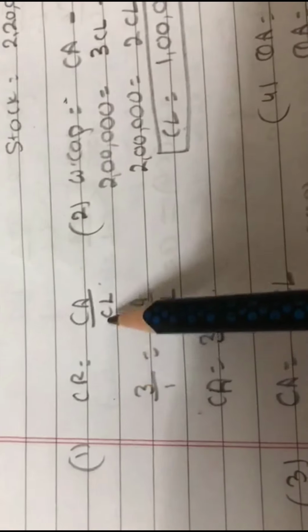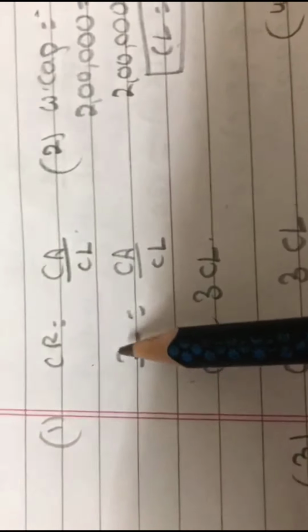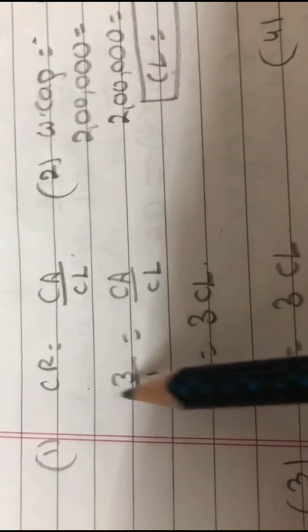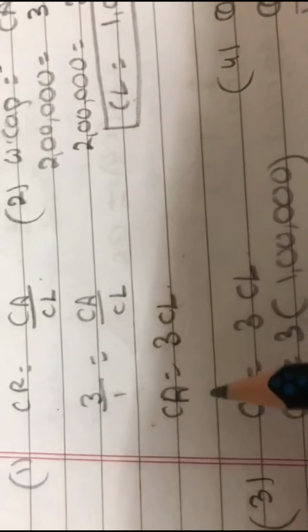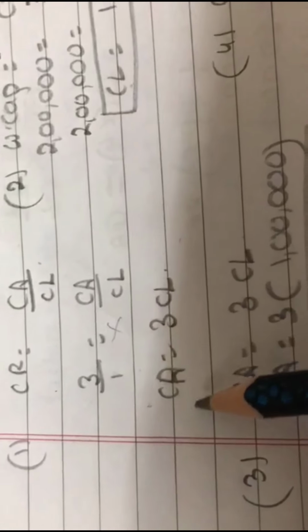So current ratio. What is the formula? Current assets divided by current liabilities. Current ratio is given as 3, so 3 divided by 1 is equal to current assets divided by current liabilities. Cross multiply. So 3 CL is equal to current assets.